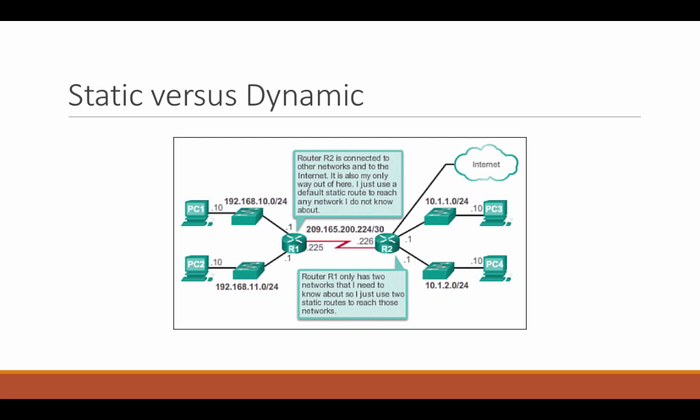So here router 2 is connected to other networks and the internet. It's also the only way out. It just uses a default static route to reach any other network that it doesn't know about. Router 1 has two networks that it needs to know about, so I just use two static routes to reach both of those networks.